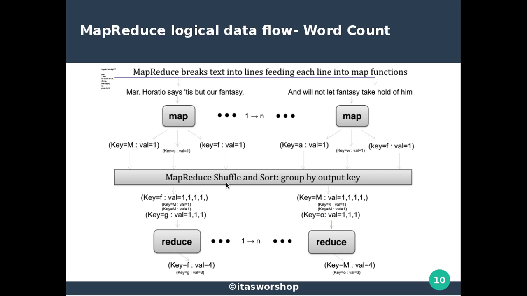Now MapReduce, shuffle and sort. These are intermediary stages, and they'll do shuffling and sorting and grouping according to output. So all the group of f words, all the group of g words, all the group of m words, all the group of o words, like that. Let us see this line. For key m, the value is 4. It means there are 4 words which are starting from m. So after shuffle and sort, we get this intermediate result.